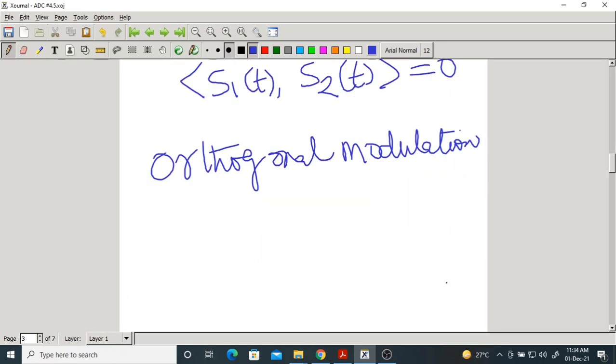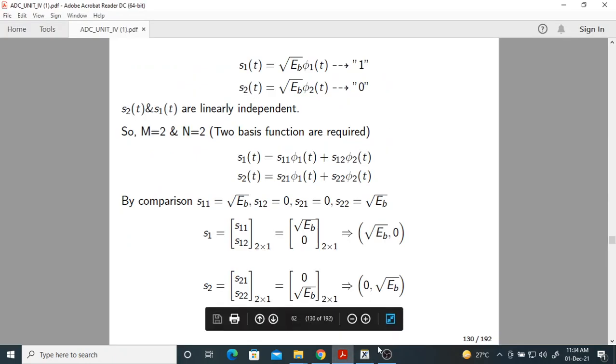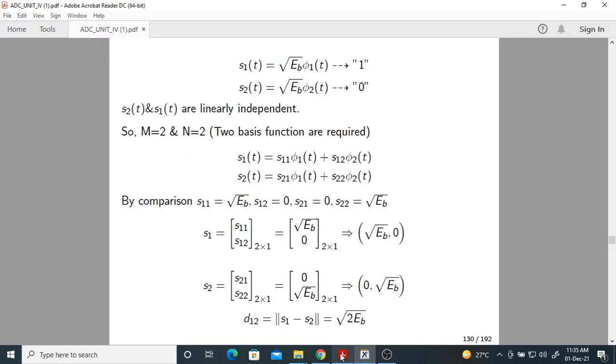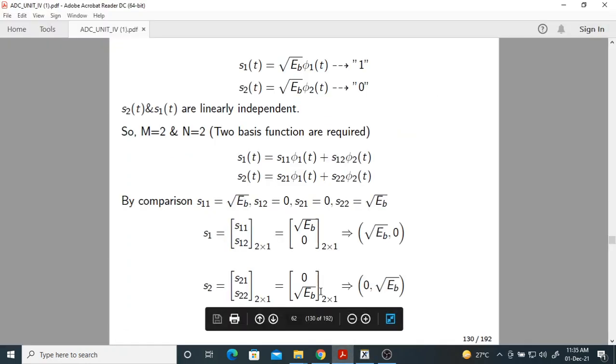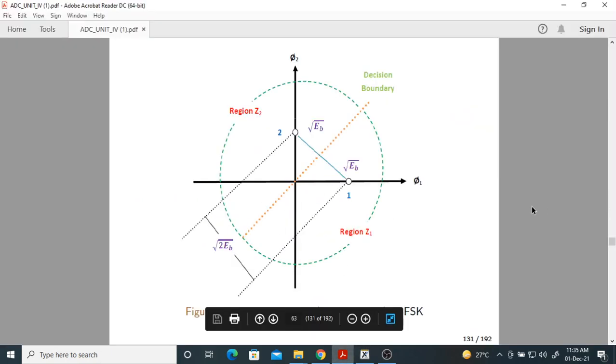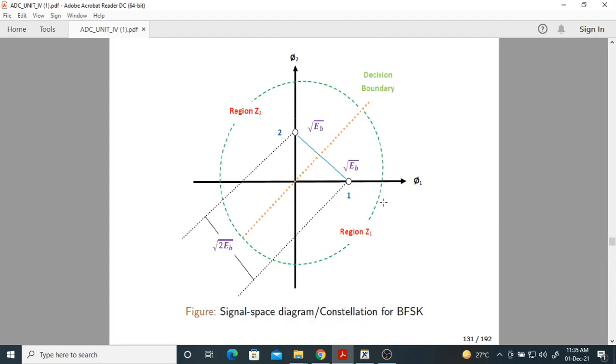Now we have got S1. What is the signal vector S1? Root EB, 0. S2 is 0, root EB. So this is the constellation. It is two dimensional because we have two basis functions, and these are the two message points. The distance between them is square root of 2 EB.